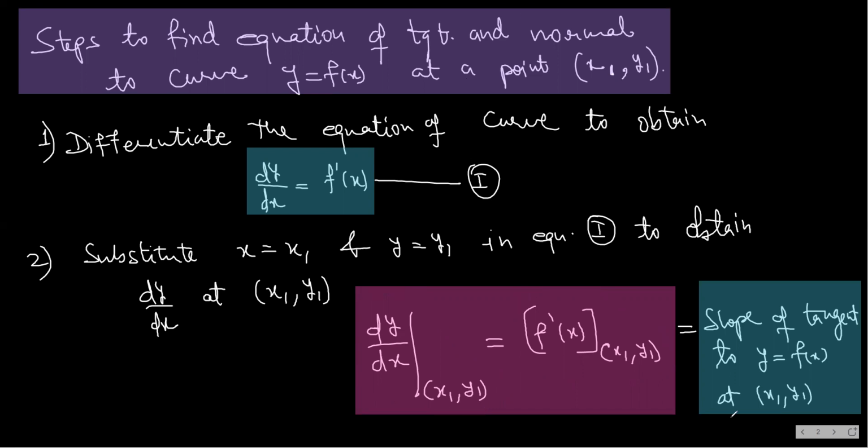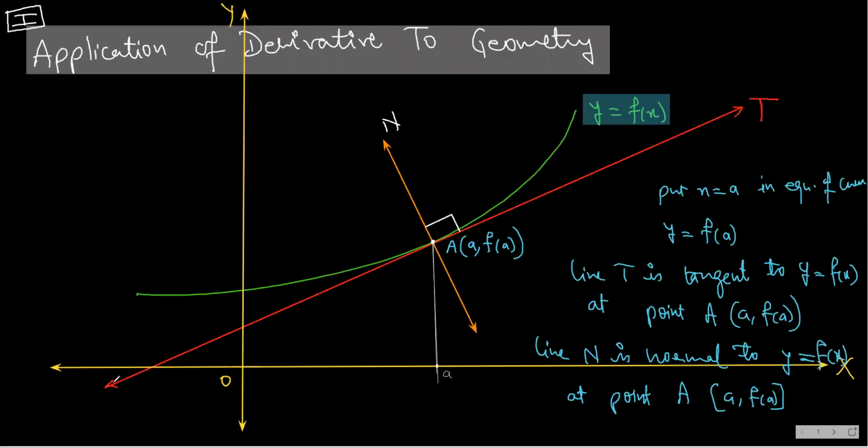So we have now got the slope of the tangent. See students, I got the slope of this tangent line, the red line. Can I get the equation of this line? Yes, we can get it if we have one point on the line. If I have one point on the line, I can get the equation.